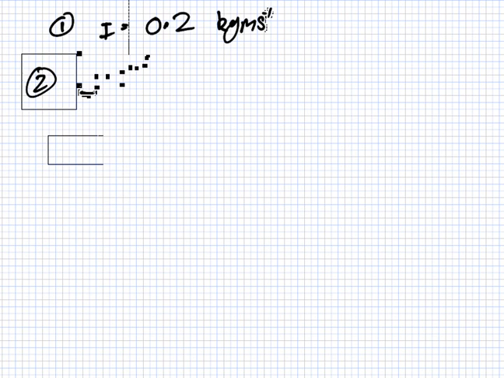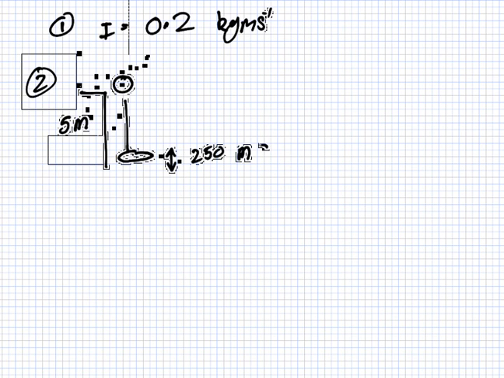Now we're on question 2. So the cat falls off the roof. That's the cat, 5 meters high. So when the cat lands, the landing lasts 250 milliseconds.